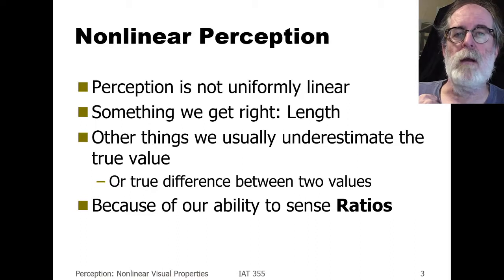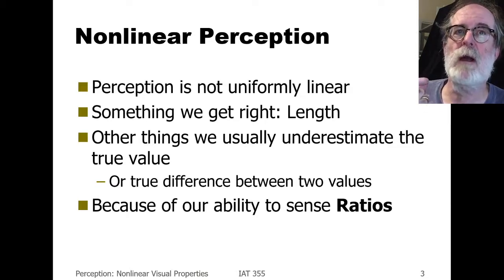For other perceptual domains, we tend to underestimate. Certainly the domains we care about in the domain of visualization, we tend to see a signal and underestimate the strength of that signal. And we'll talk about what I mean by signal in a second. We are pretty good at telling that there is a difference, but we might underestimate the ratio of those two differences. And I'll demonstrate that shortly.